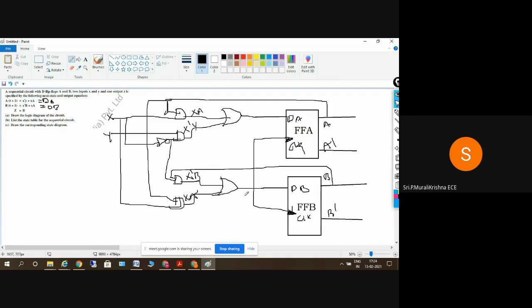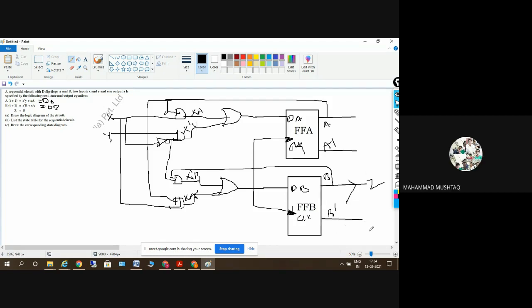Draw it a little neatly. Okay, and we have Z here. It was told that Z is equal to B, and since B is here, this will be equal to Z. Okay, so there is the logic diagram.